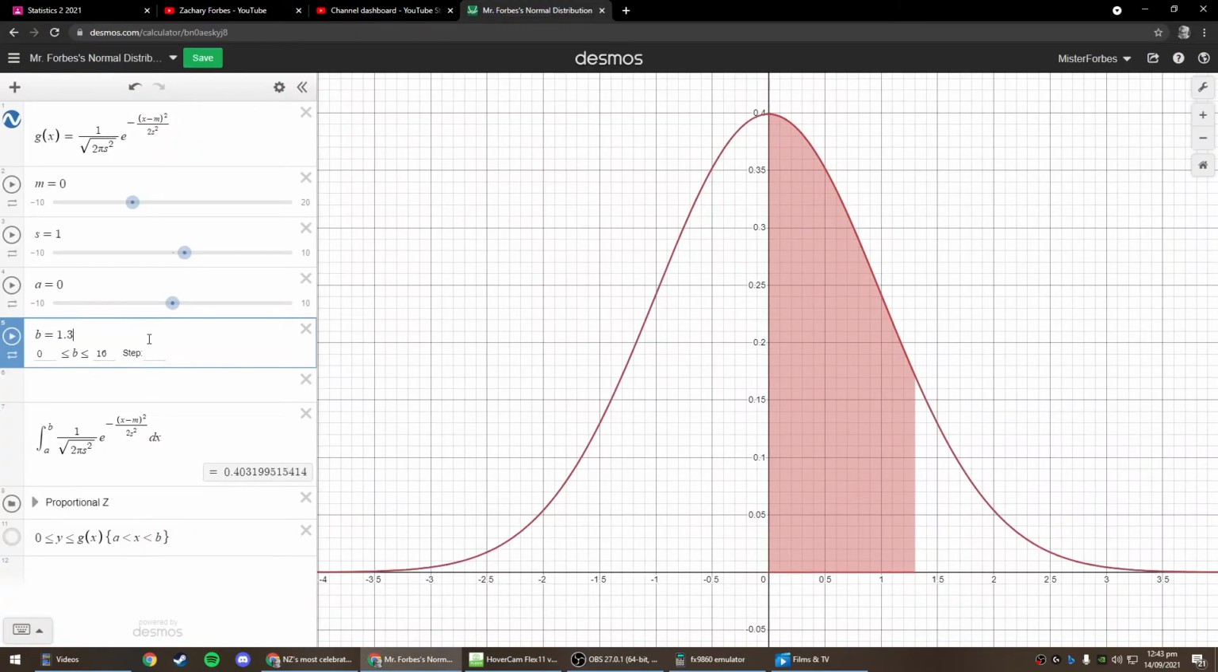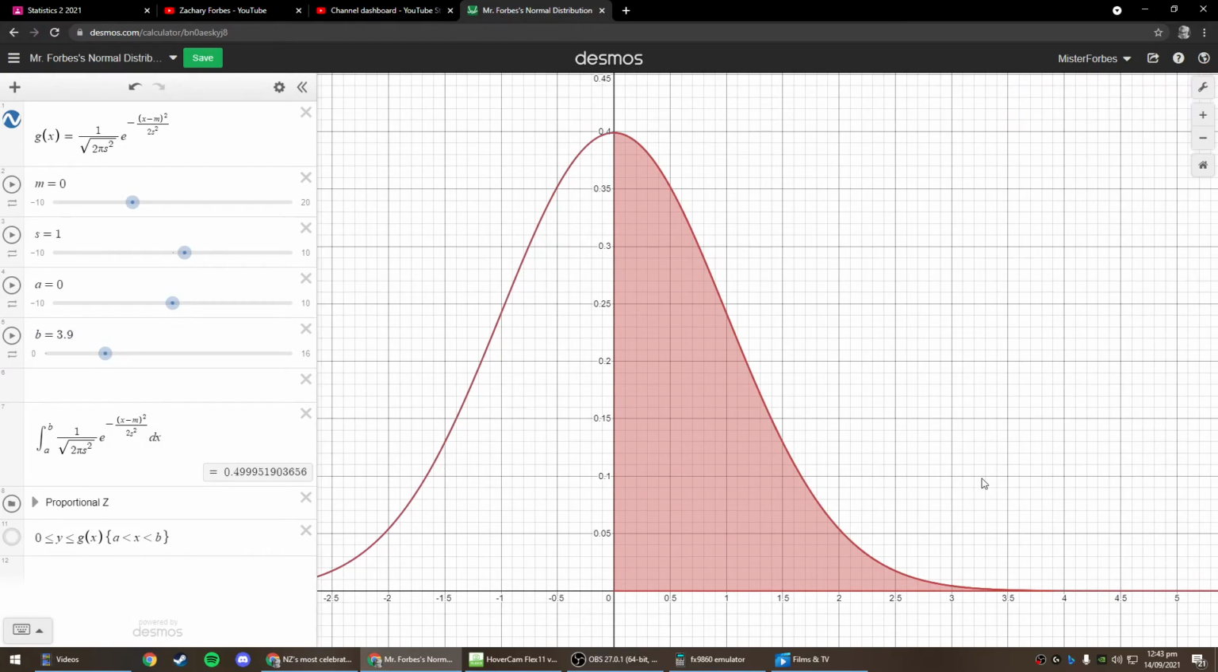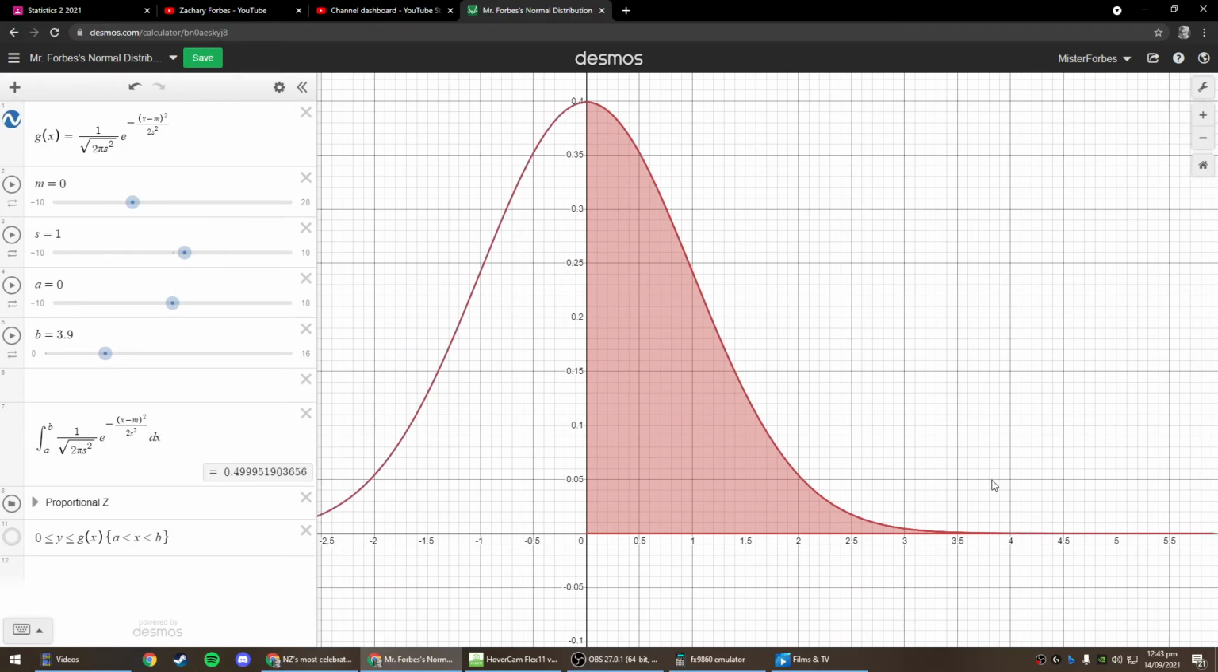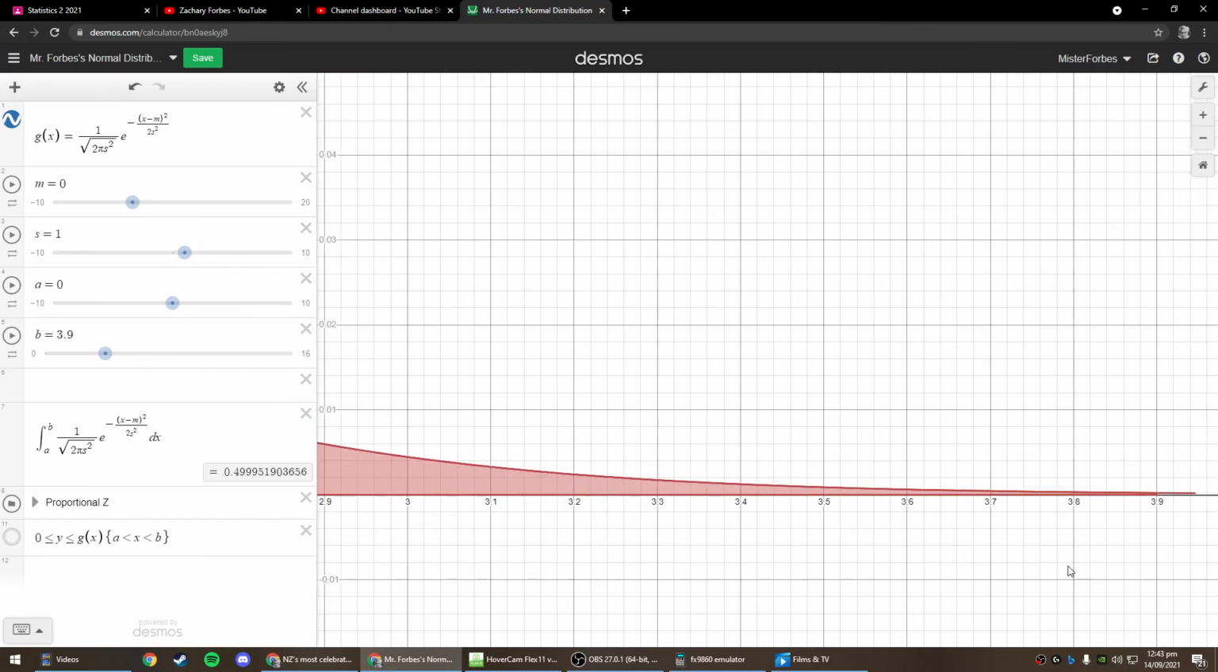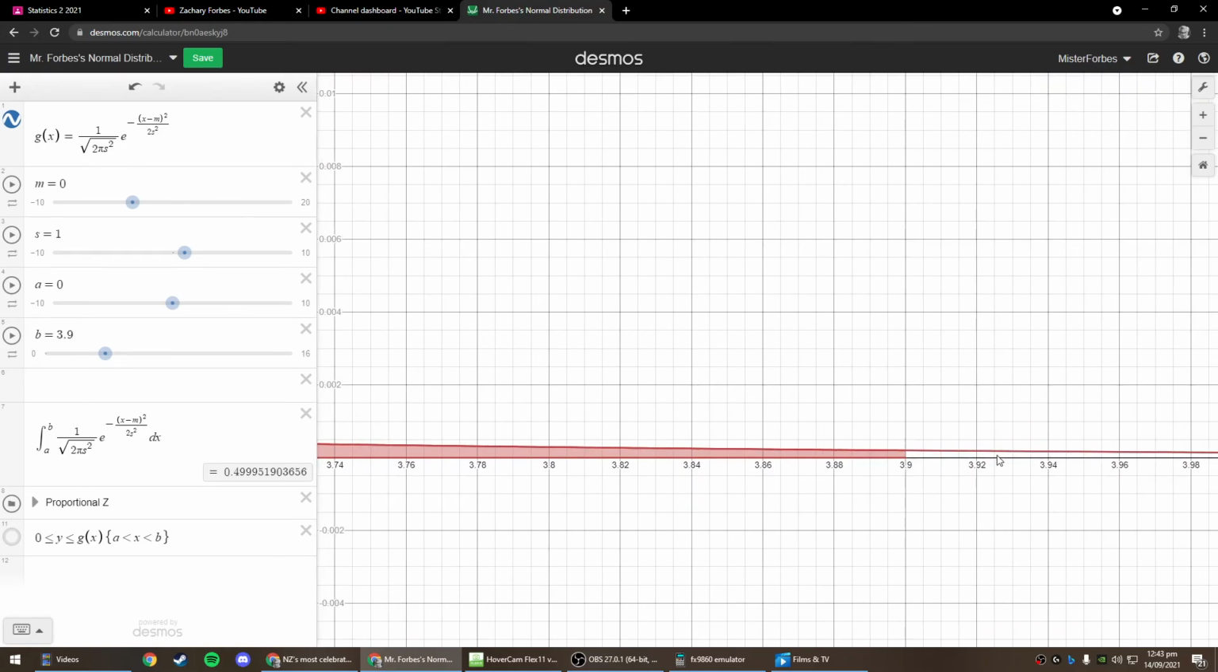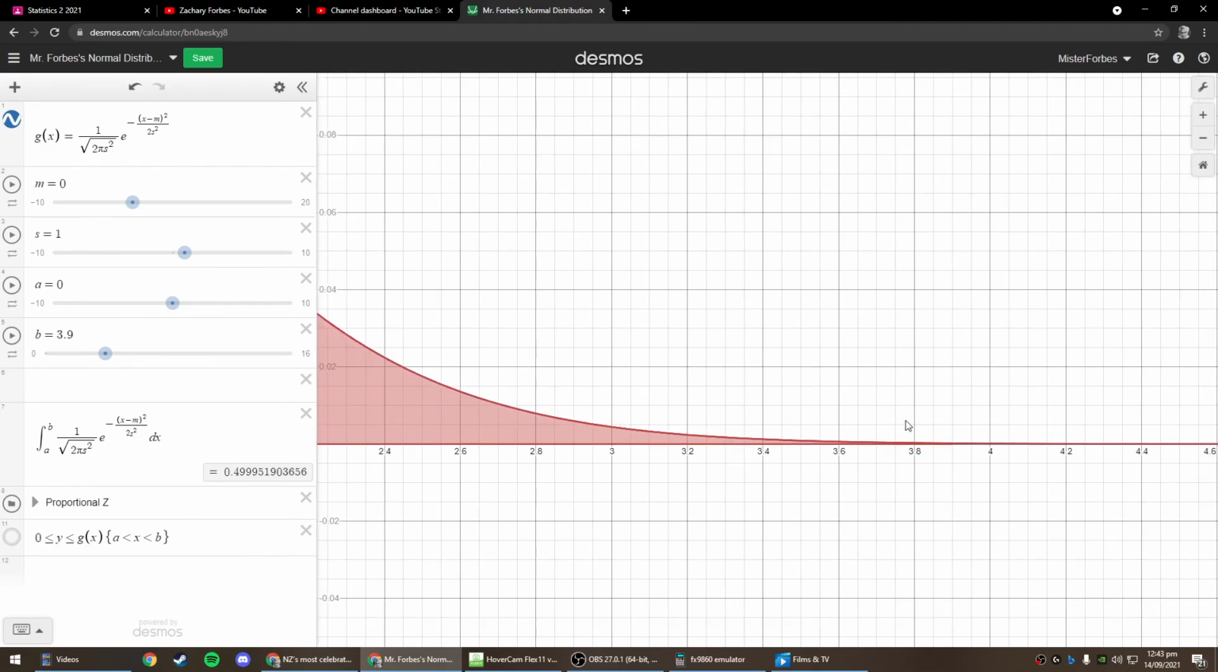Let's drag this thing across and keep increasing it. See how the area fills in at about 2. A lot of the area is filled in. And at 3, pretty much most of the area is filled in. If we go to 3.9, at this point the number is so close to 0.5, it's 0.499995. Anything from that point onward is pretty much just 0.5. This graph actually goes to infinity. It's always there, but the values are so tiny that they become irrelevant after a while.